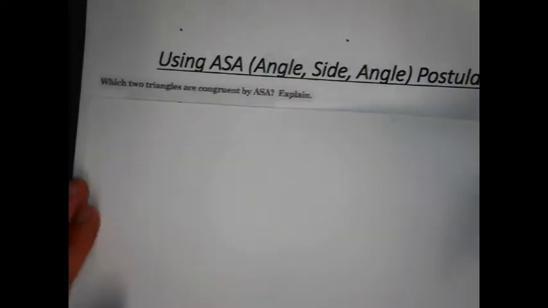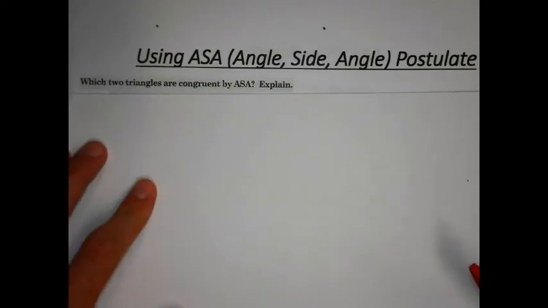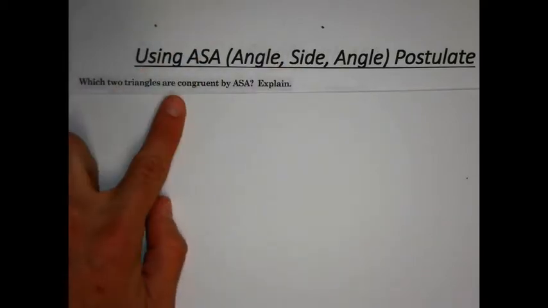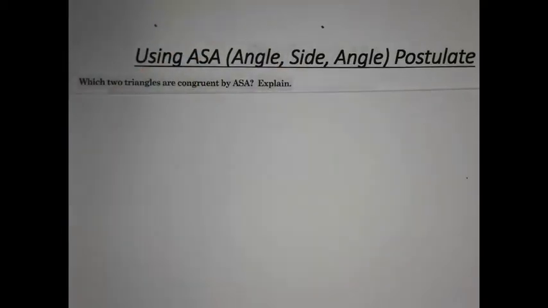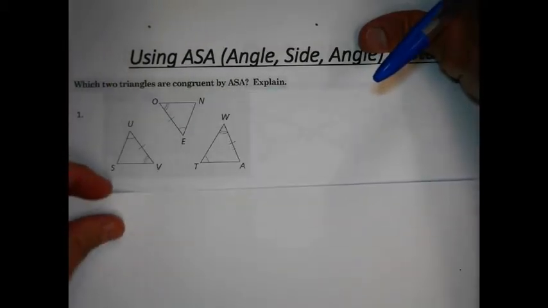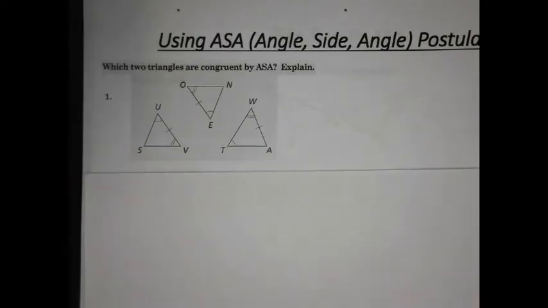So let's get into some fun stuff. We have a couple of examples. We're going to use the angle, side, angle postulate. Remember how we do this: it's angle, side, angle. Which two triangles are going to be congruent by angle, side, angle? Take a look at this set of three triangles, and we'll see which two are congruent by angle, side, angle.